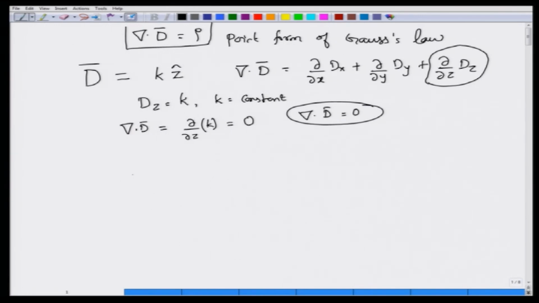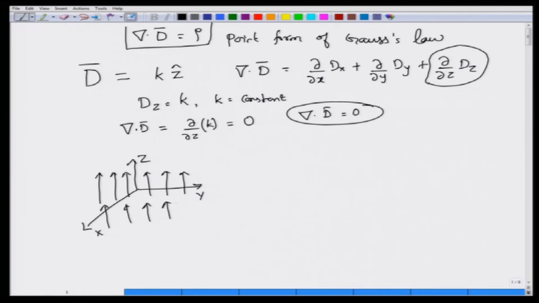For that, you try to sketch how the D field itself would look. The D field is along the z direction. So, let us mark the x, y and z directions on this paper. At all points x, y and z, the vector field D is directed along the z axis and has a constant value of k. So, you have at all points the vector field D given by the constant value k and headed in the direction of the z axis.